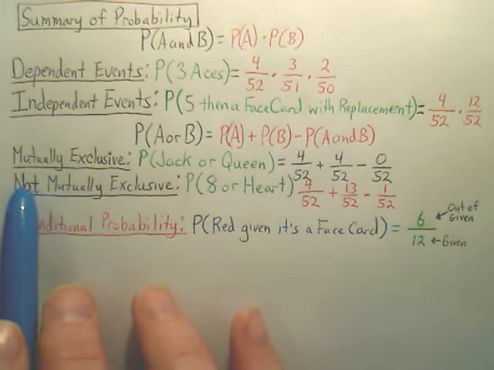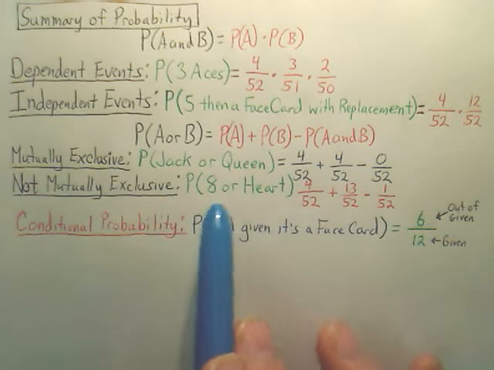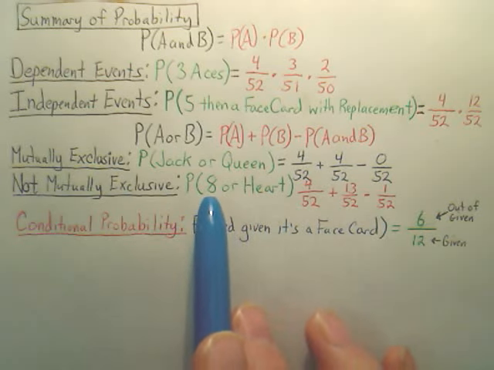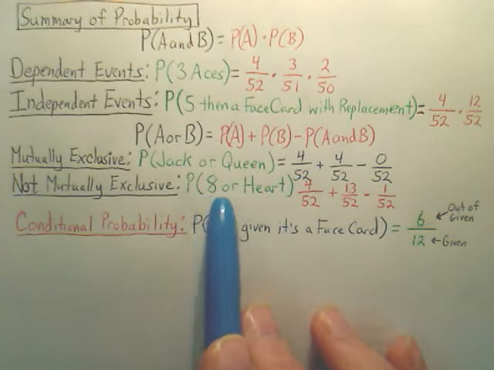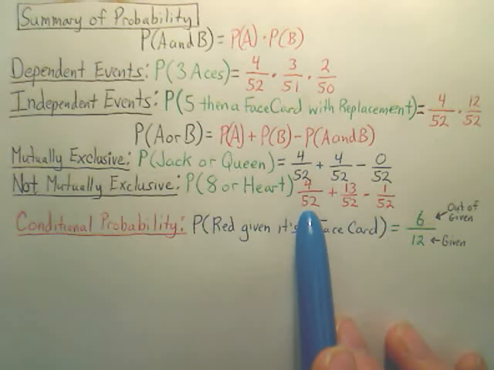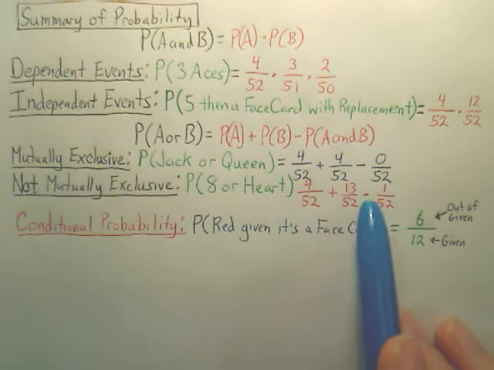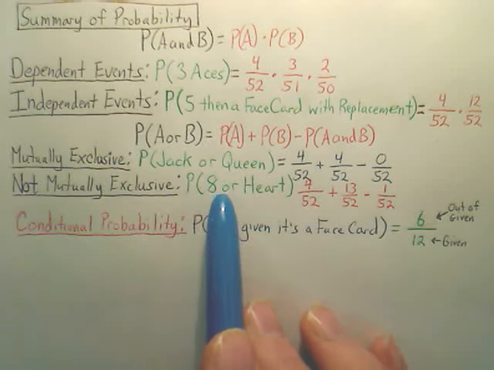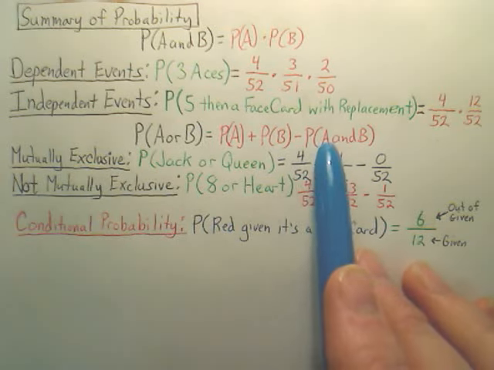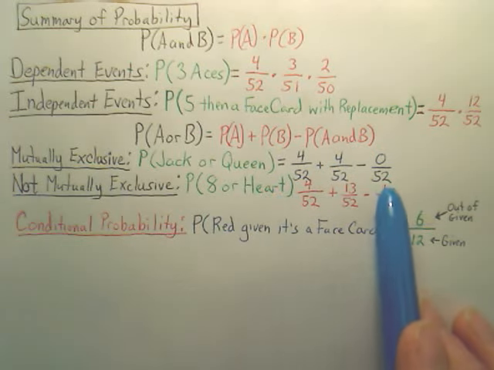The problem is, sometimes it's not mutually exclusive, meaning there's overlap. There's cards that hit both types. For instance, this one, the probability of an 8 or a heart. Well, for the probability of 8, there's 4 out of 52 that are 8s. Hearts, there's 13 out of 52. But we minus the 1 out of 52. What's the 1? Well, it's an 8 and a heart, called the 8 of hearts. Remember, you subtract the 8 and a heart.